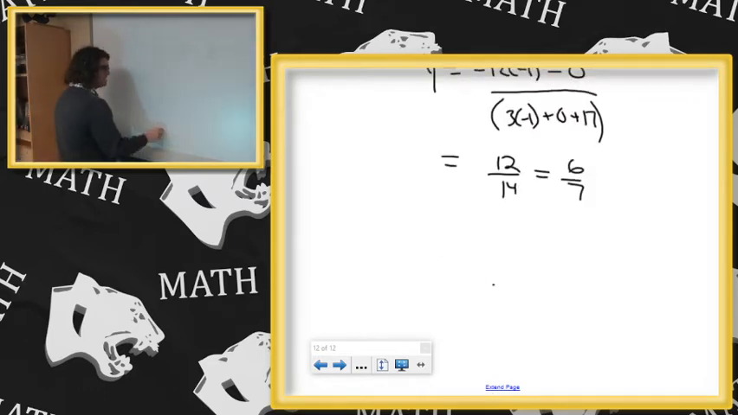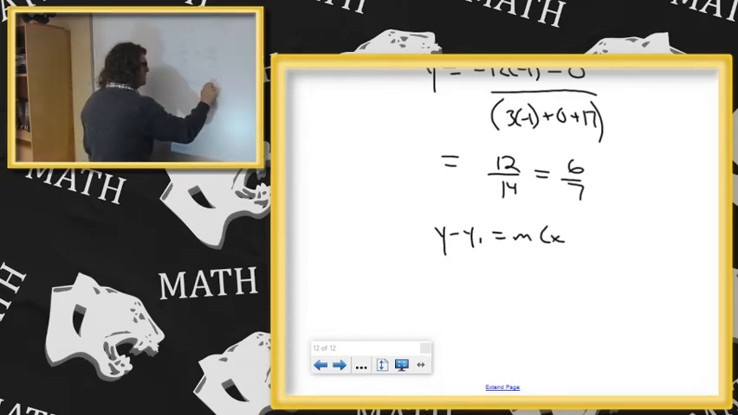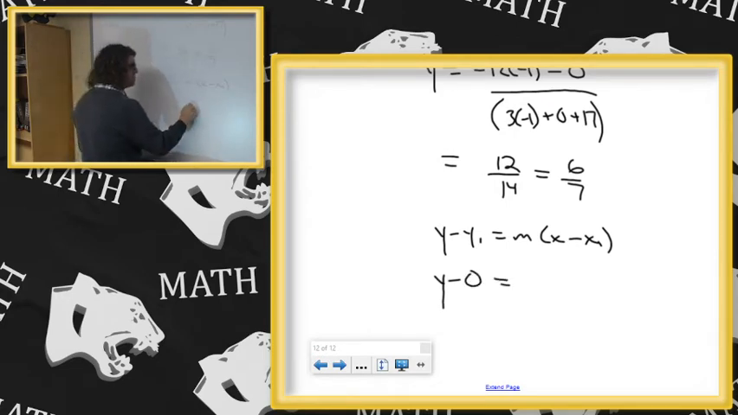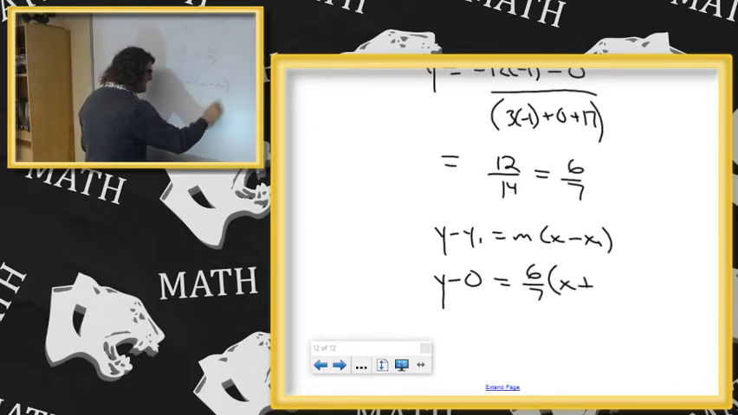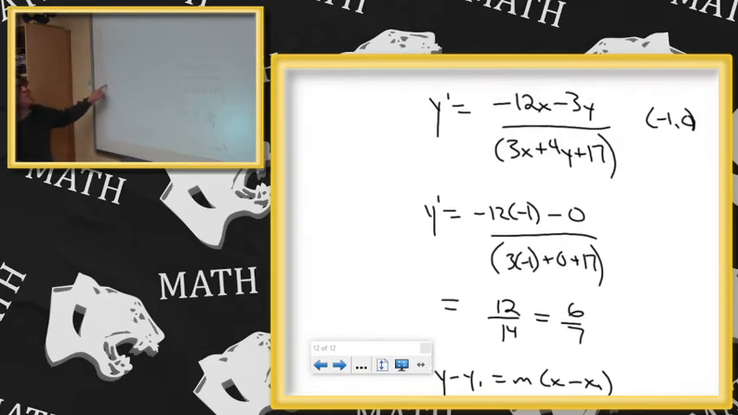And then I'm just going to say that the line, it doesn't tell us what form the line has to be in. So I'm just going to do slope point form. So y minus y1 is equal to m times x minus x1. So in this case, y minus, the y value was 0, I believe, is equal to 6/7 times x minus -1, so x plus 1 there.